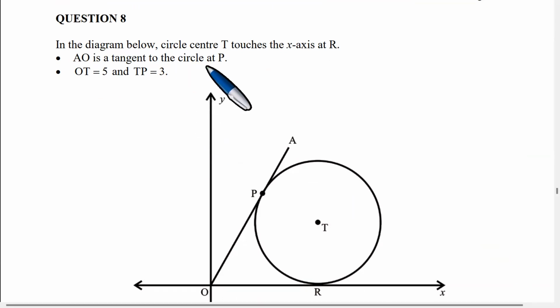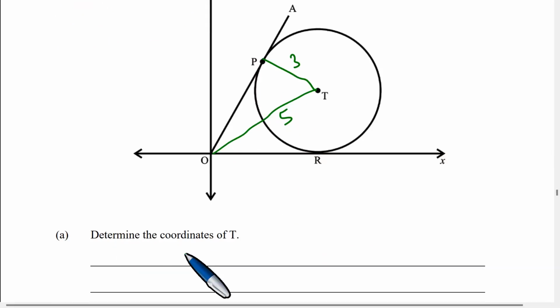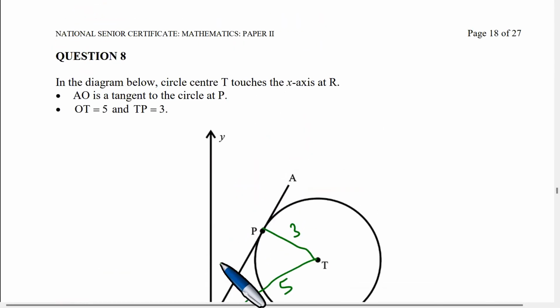In the diagram below, circle center T touches the x-axis at R. AO is a tangent to the circle at P. OT is 5 units, so you have OT is 5, and TP is 3. Determine the coordinates of T.